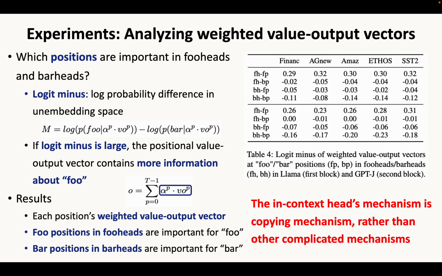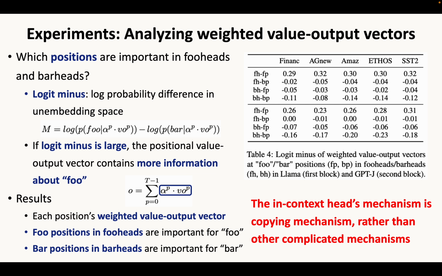Then we want to find which positions are important in these in-context heads. We design a logit minus score to evaluate the information storage. The minus score is the log probability of full minus the log probability of bar, obtained by multiplying by the embedding matrix. If the logit minus is large, it means the vector contains more information about full. If it is smaller than 0, it means the vector contains more information about bar.